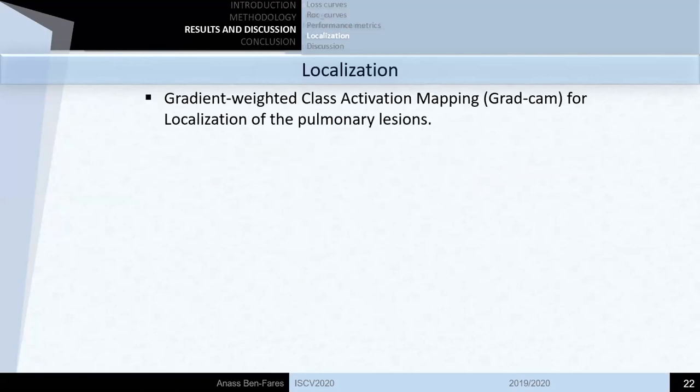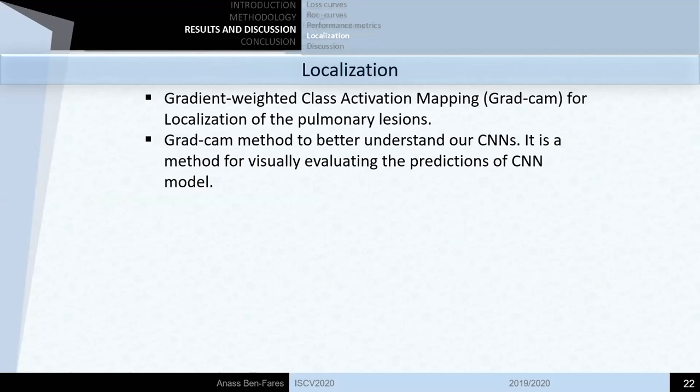So for the localization part, we used Grad-CAM to better understand our CNN. Grad-CAM is a method for visually evaluating the predictions of a CNN model. The method highlights important regions in the input image for a specific result, using the gradient of the final convolutional layer.